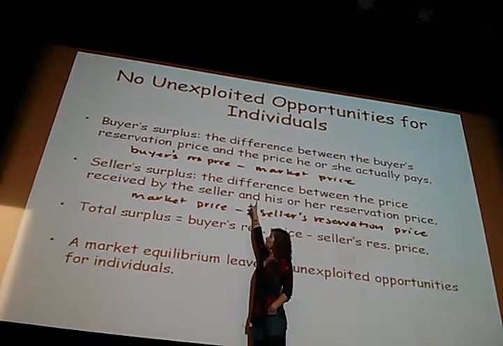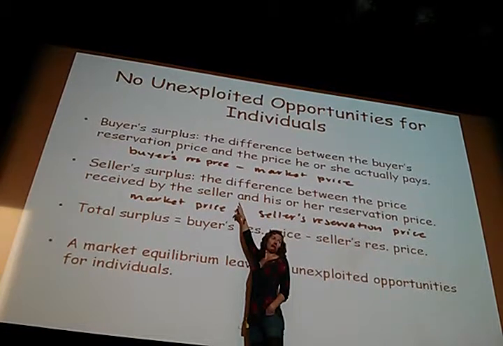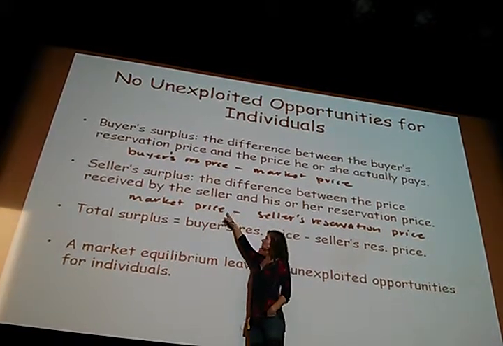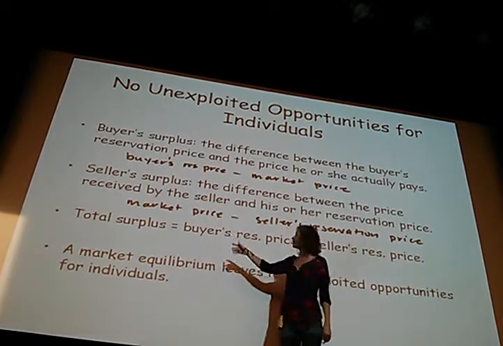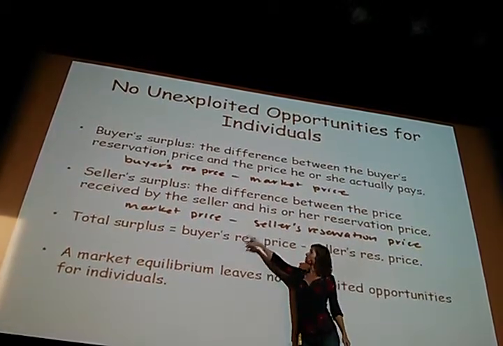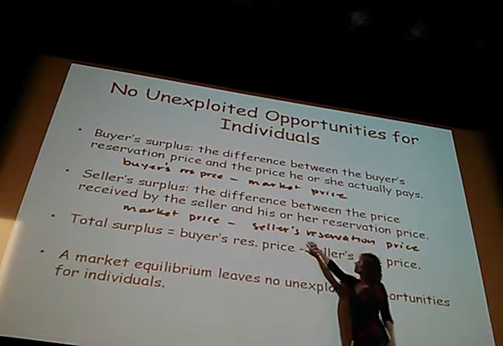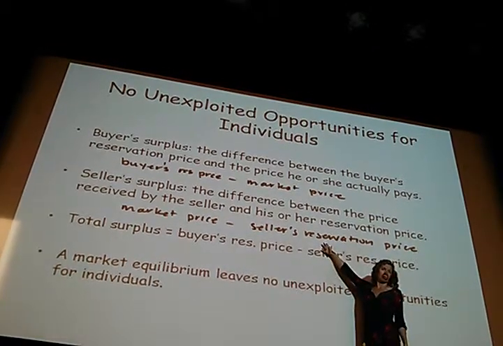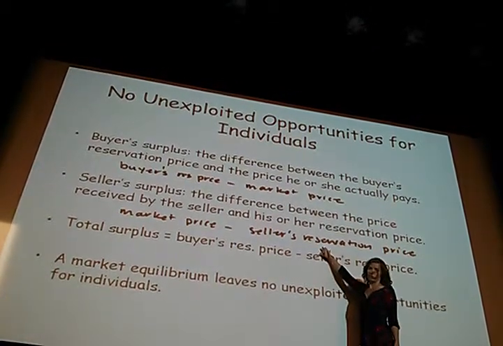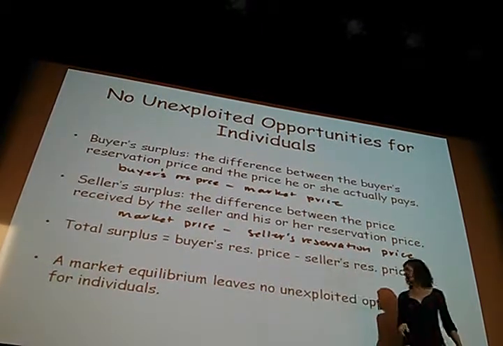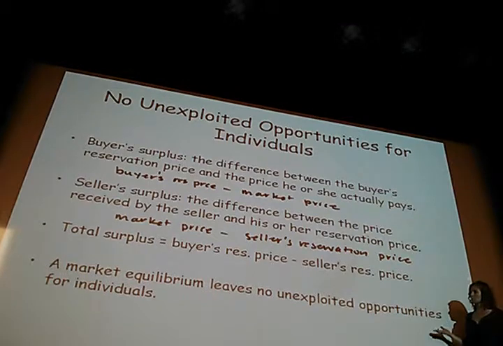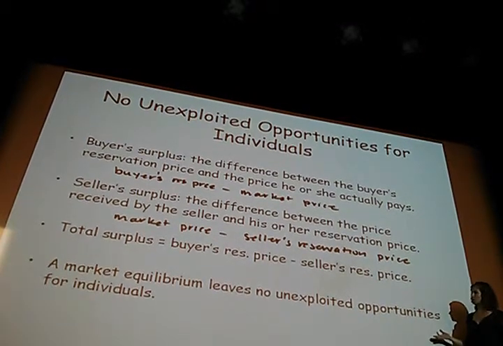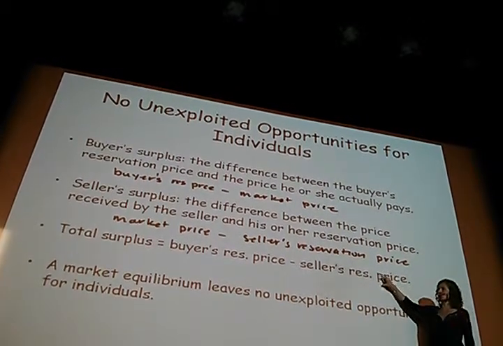If you look at these two equations that I wrote down for buyer's surplus and seller's surplus, and you know that the market price is going to be the same for buyers and sellers, then total surplus is just equal to buyer's reservation price minus the seller's reservation price. That's what total surplus is equal to. The idea here is that when we say that a market equilibrium leaves no unexploited opportunities for individuals, we're going to borrow upon this concept of total surplus.